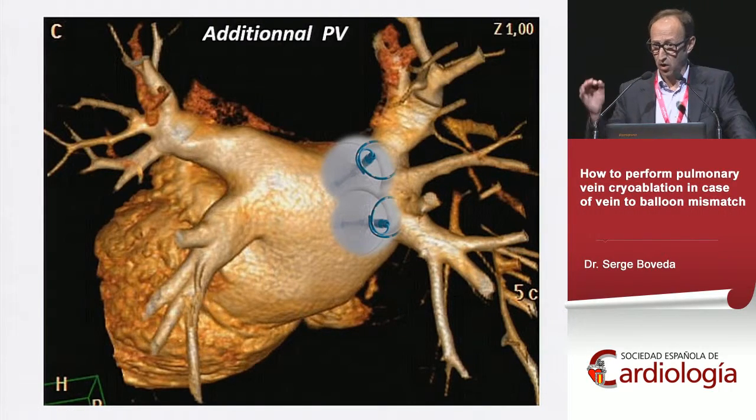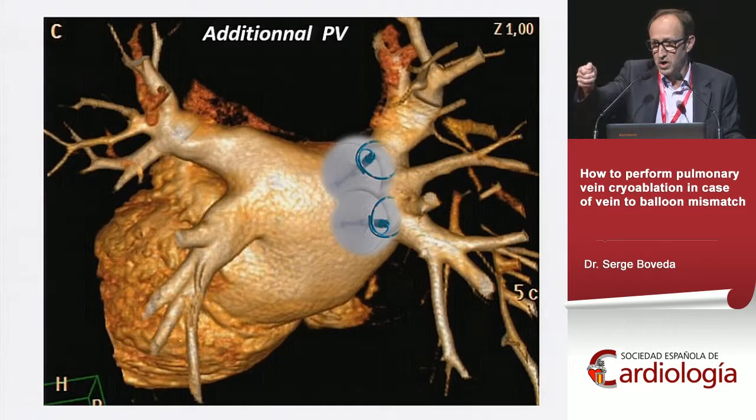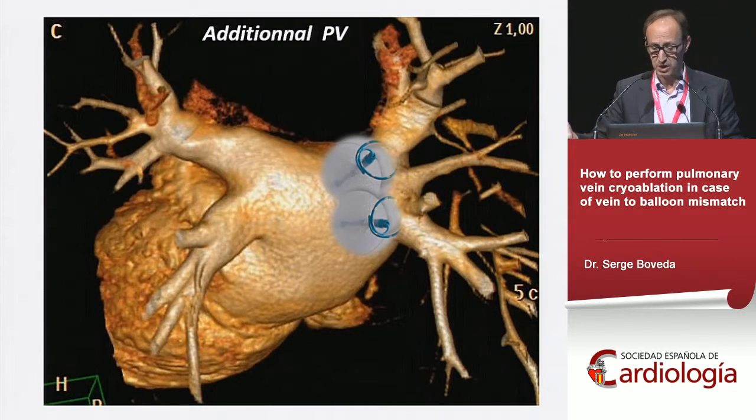So by only doing 2 applications, and again, remember the picture we showed in Lisboa last week, you can see that the lesion is much wider. You don't need to go specifically in each branch, because in fact you are treating the antrum. So by giving just 2 applications, you are treating, by the way, the additional vein that you have in the middle.